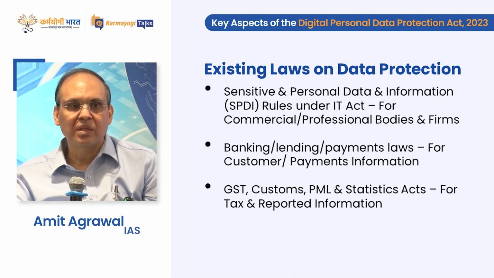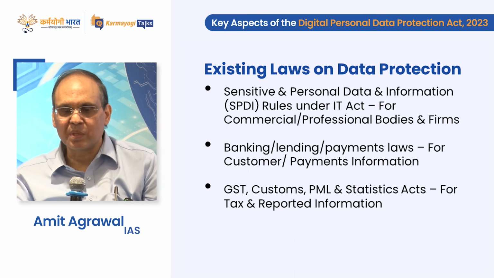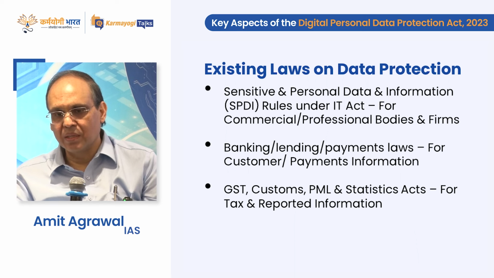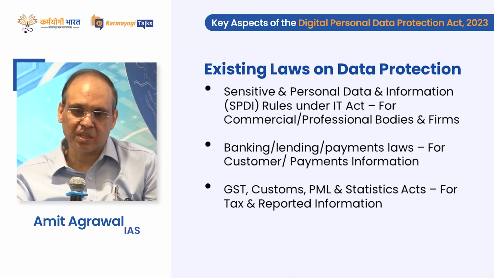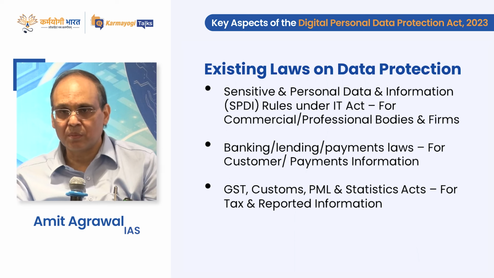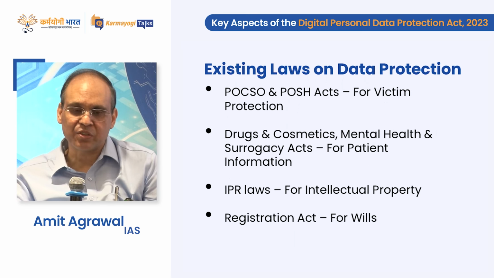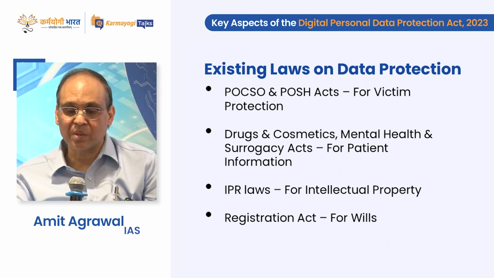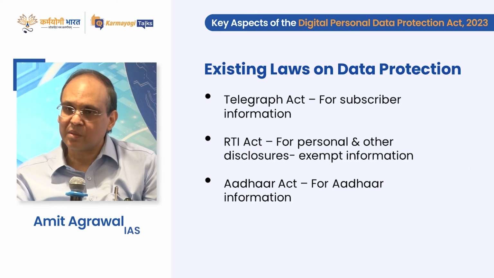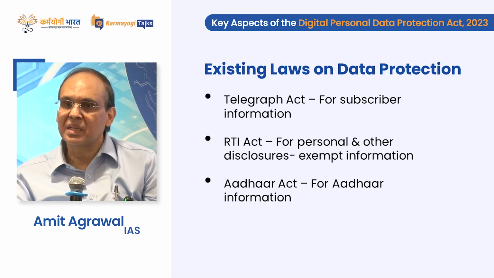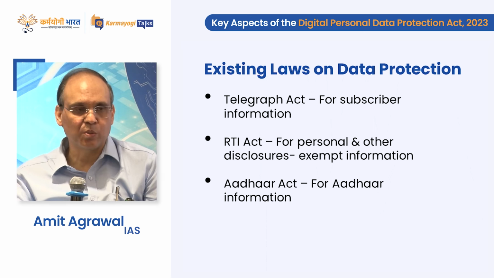There is sectoral law, contextual law on various things. So there is customer and payments information, and then there are taxation laws, statistics collection, the Statistics Act, the POCSO and the Prevention of Sexual Harassment Acts. This is for victim protection. The Drugs and Cosmetics Act protects drug trials. The Medical Termination of Pregnancy and Surrogacy Acts protect patient information. IPR laws protect intellectual property. Disclosure of wills is barred under the Registration Act. The Telegraph Act protects subscriber information. RTI also protects personal information and various other classes of disclosure-exempt information. And the Aadhaar Act protects Aadhaar information, and this list is by no means complete.